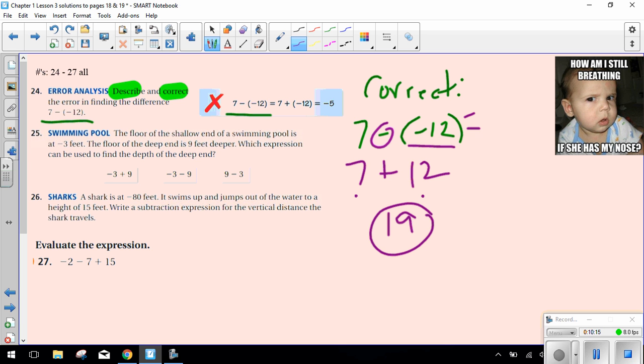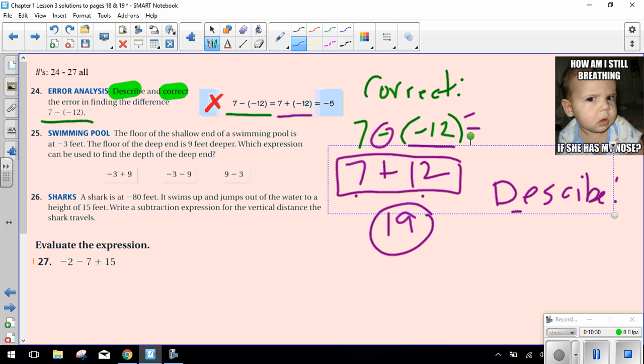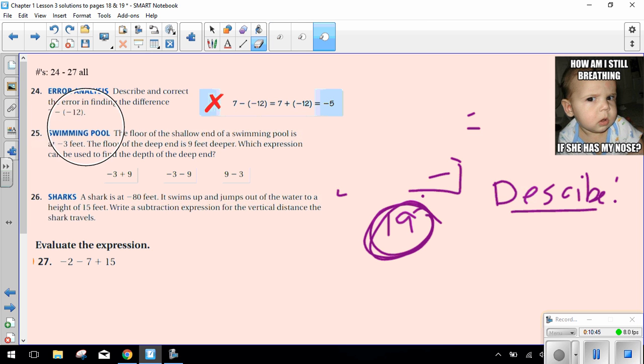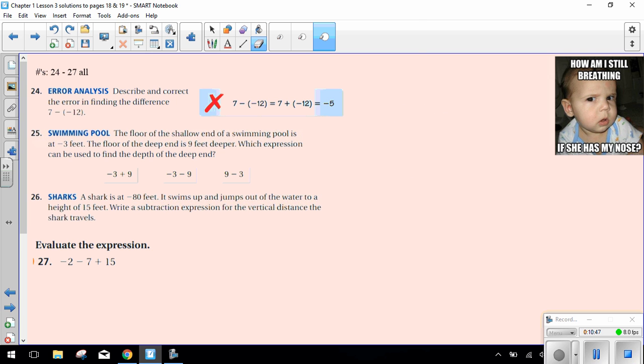So now if we go back and look, they took 7 minus negative 12 and wrote 7 plus negative 12. Is that what we wrote here? So describe the error. The error was they never took the opposite of negative 12. And the solution should be 19, not negative 5. Okay, so that was number 24. Let's take a look at 25.